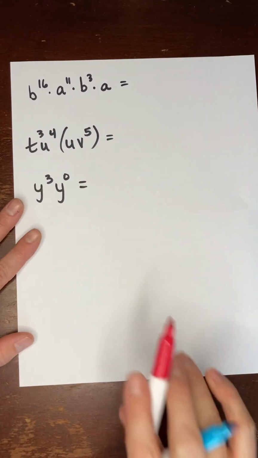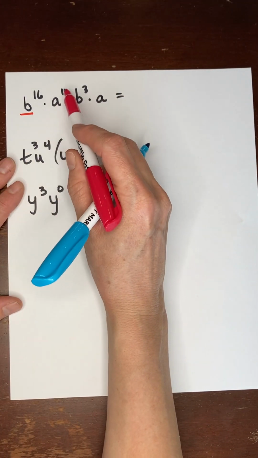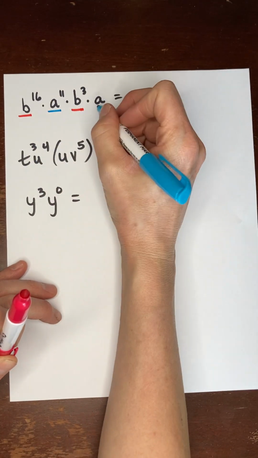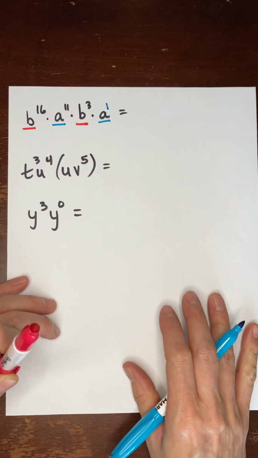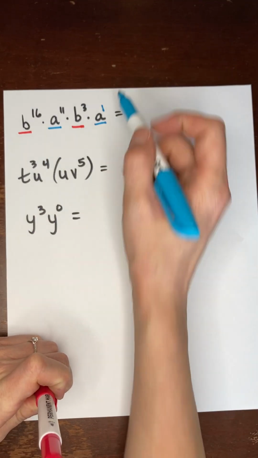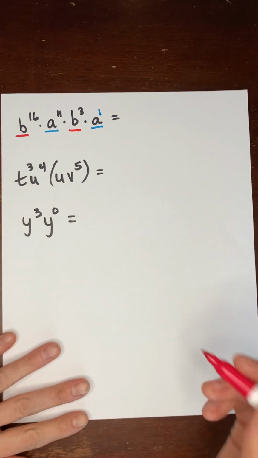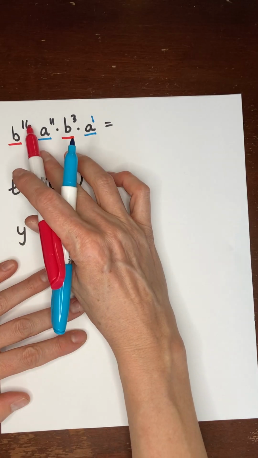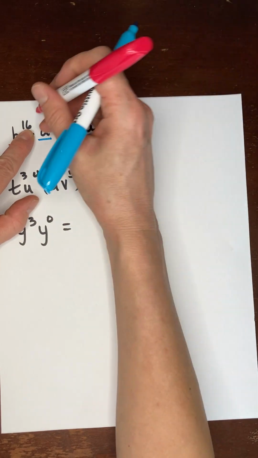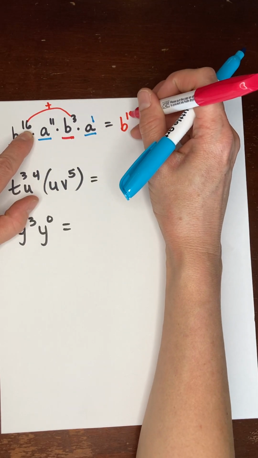Let's try a few more harder examples. My first one says b to the 16, a to the 11, b to the 3, and then a. I'm going to make my a's blue here, and this one is to the 1st power. If it's helpful for you, go ahead and add in the exponent of 1 to all the variables that don't have an exponent. Let's do our b's first. b to the 16 and b to the 3. 16 plus 3 is 19, so b to the 19.